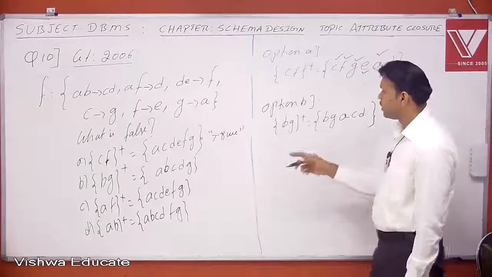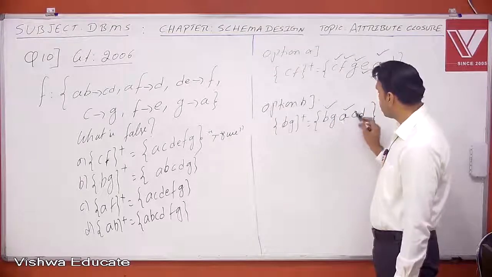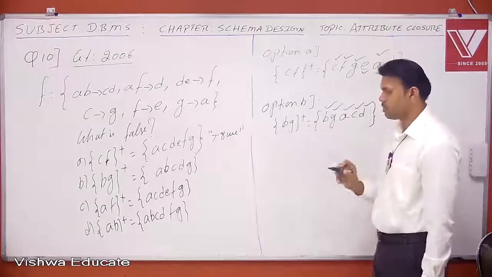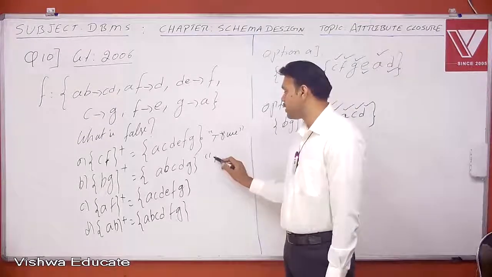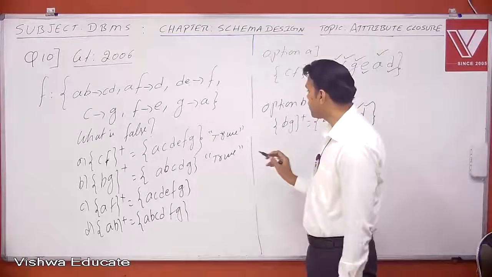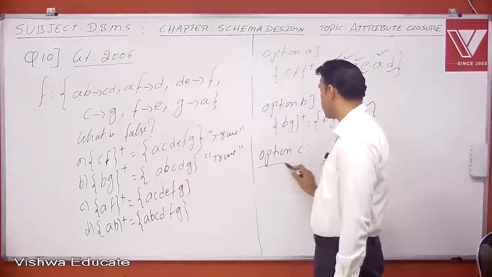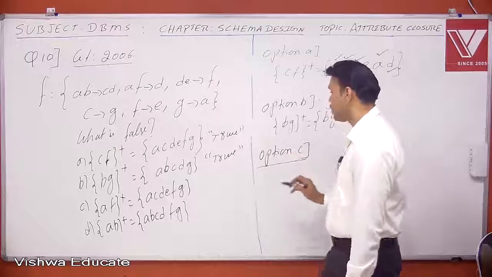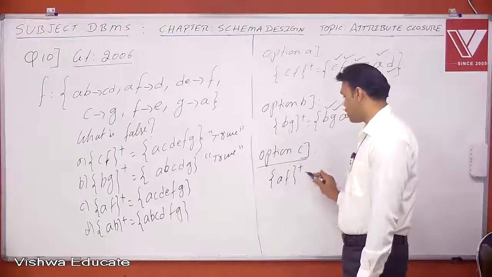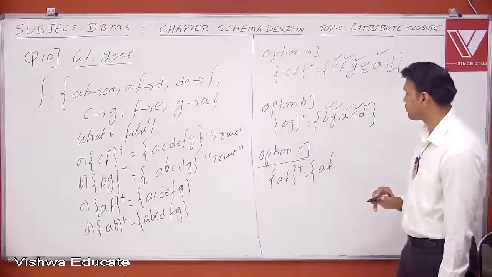So what is the answer? You have A combination, B combination, C combination, D combination, and G combination. So therefore, this is also what? True. Now let us see option C. So what is option C? AF closure. So I have AF with me.